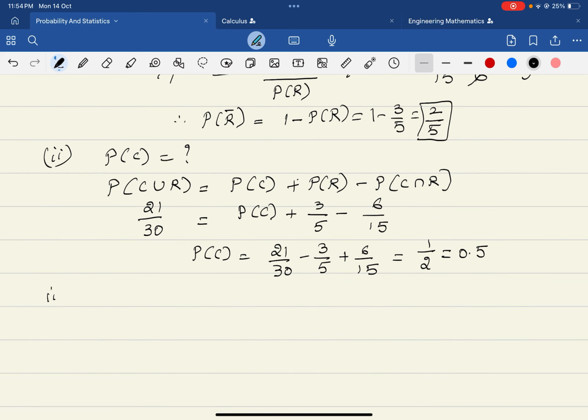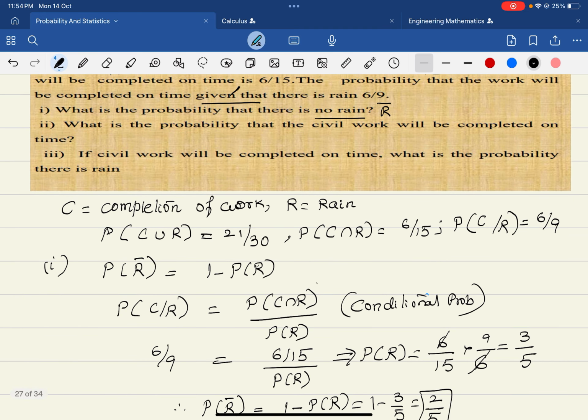Now, let us come to the next one. What is the next question? If the civil work will be completed on time, what is the probability that there is rain? See, try to understand. Here it is the reverse. In the previous question, it is given that there is rain, what is the probability that the civil work will be completed given that there is rain? That is the conditional probability. If civil work will be completed on time, what is the probability that there is rain?